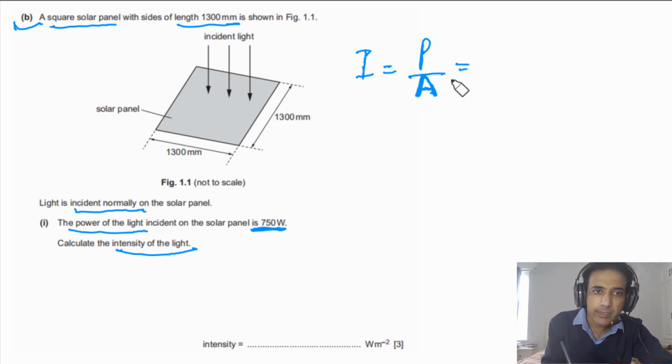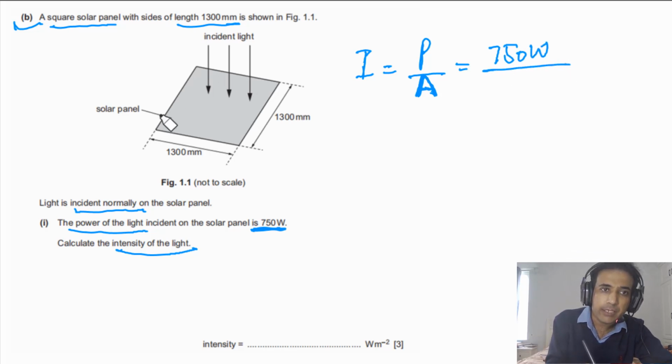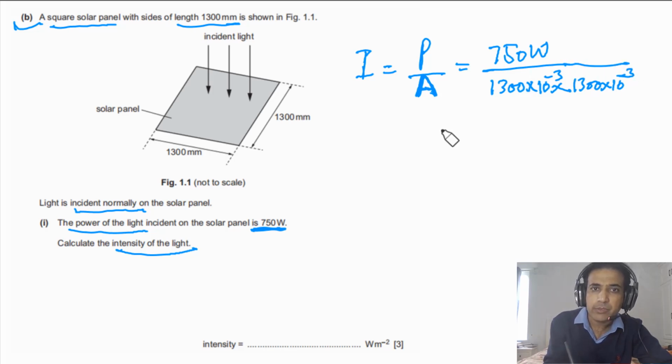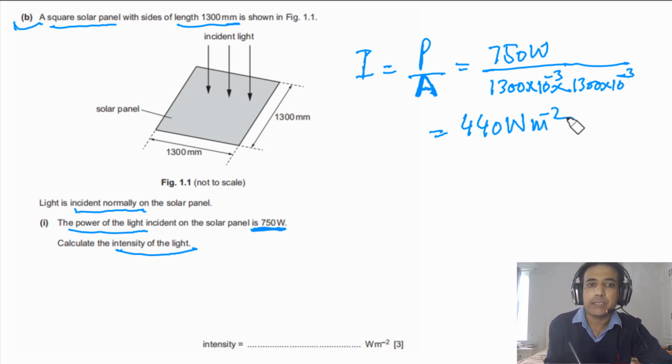In this case we have the value of P, that is 750 watts, divided by the area. The side is 1300 millimeters, so this is 1300 times 10 to minus 3 meters. Now if we multiply, we will get 440 watts per square meter up to 2 SF. So this is our final answer, 440 up to 2 SF.